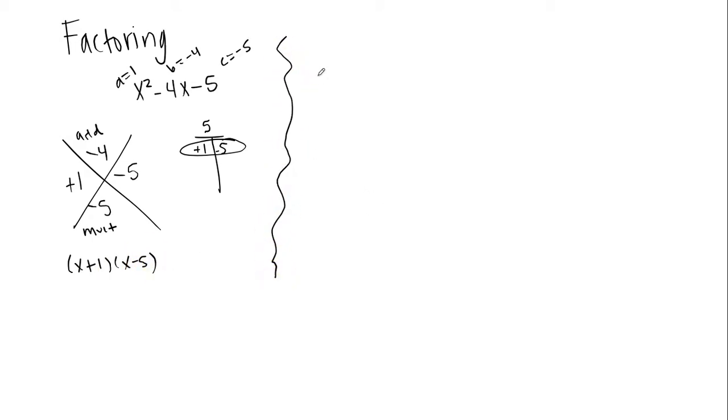But what happens when that A value isn't 1? When that A value is not 1, well, we can't use the X method anymore. We have to use the AC splitting method.